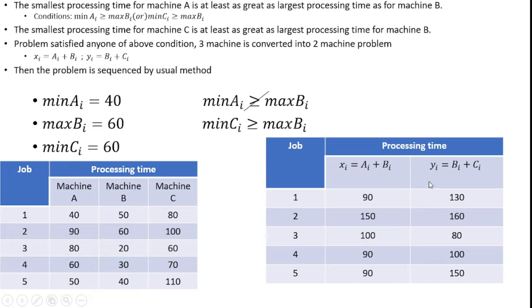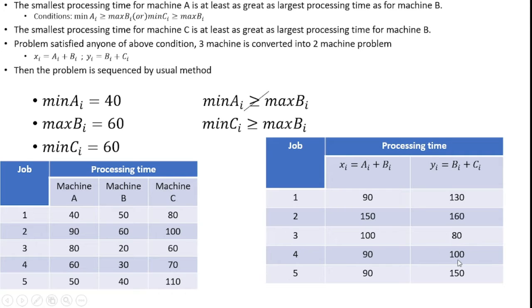After that, I have to identify Yi, which is equal to Bi plus Ci. Here, the first job consumes 50 as the processing time with machine B and 80 as the processing time with machine C. So 50 plus 80, I get 130. After that 60 plus 100 is equal to 160. 20 plus 60 is equal to 80. 30 plus 70 is equal to 100.